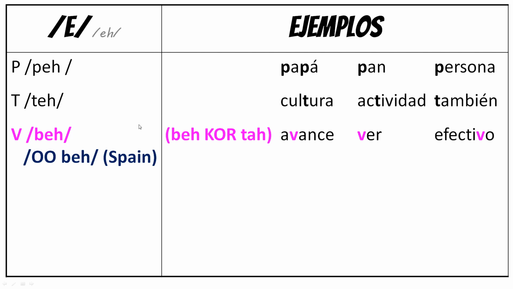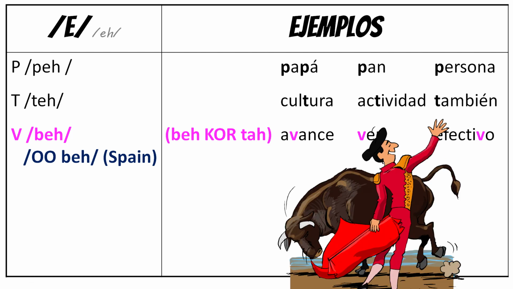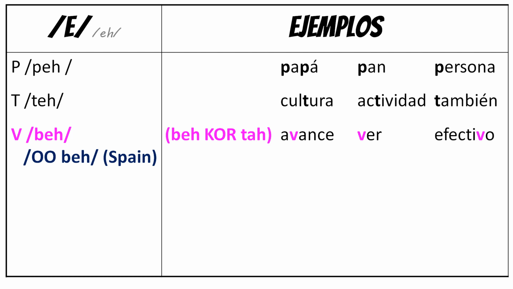This is used in Latin America. In Spain, they don't say B to begin with, they say V. So this avoids any confusion. So if you want to say V in Spain, it's just V. You don't need to specify it's corta, larga, that's fine. And this is avance, ver, efectivo. Again, I wouldn't say efectivo with a V sound. Avance, ver, efectivo.